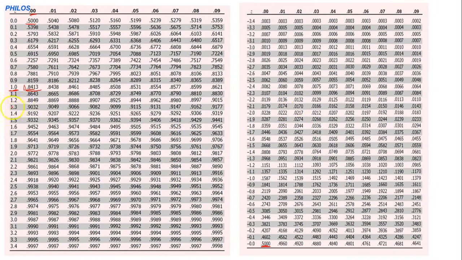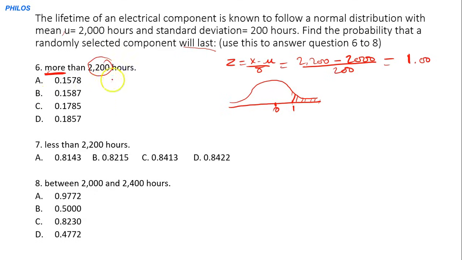So let's check. 1.00 gives us 0.8413, which means area to the left, 0.8413. So to get this area we are looking for, it should be 1 minus 0.8413. And that will give us 0.1587. So the correct answer for question 6 is B.